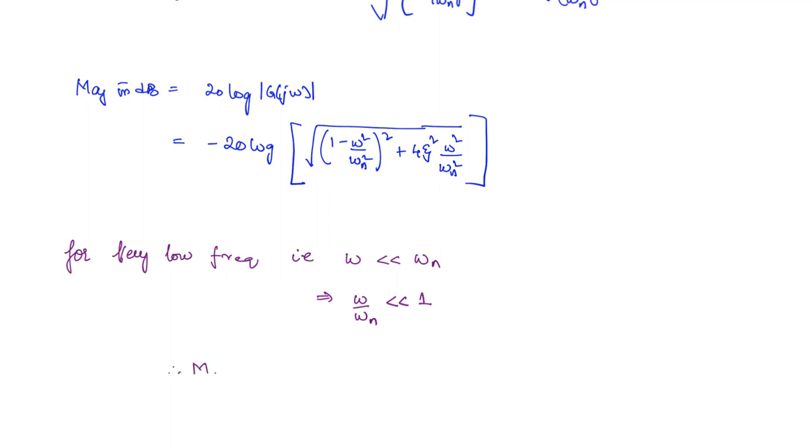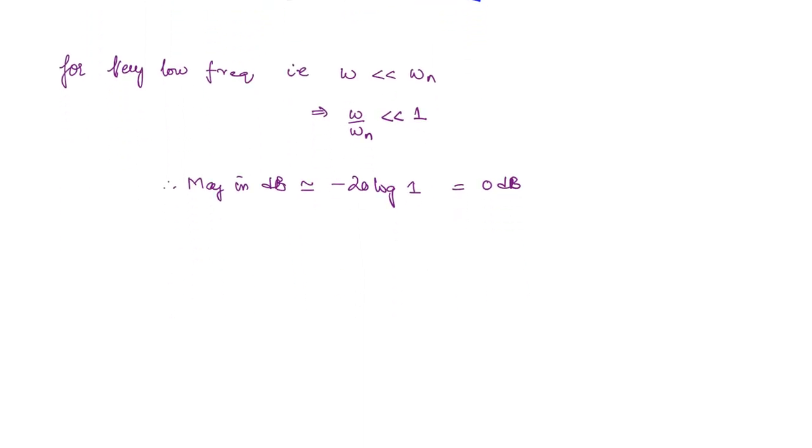Therefore, magnitude in dB you can approximately write as minus 20 log 1. So what we have done here, this term and this term we have taken as negligible, which is true because the frequency is very low. So what are you going to get here? This is 0 dB. So that means for low frequencies you can approximate the magnitude plot as a 0 dB plot.